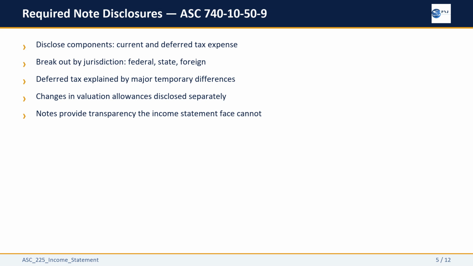ASC 740-10-50 requires companies to disclose in the notes what makes up income tax expense. Specifically, entities must separately present the current portion and the deferred portion of tax expense, and further break those out by federal, state, and foreign jurisdictions. The deferred portion should be explained by the major categories of temporary differences driving it: depreciation timing, loss carryforwards, stock compensation, and so on. Changes in valuation allowances on deferred tax assets must also be disclosed. These note disclosures are where readers go to understand the quality and sustainability of a company's tax position.